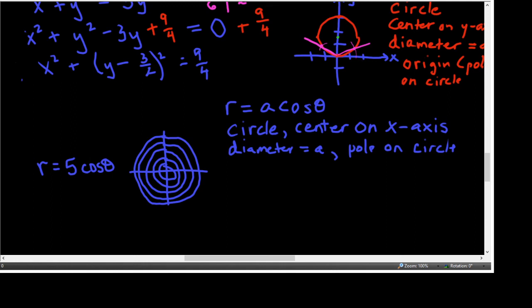All right, so since it's in this form, r equals a cosine theta, I definitely know it's a circle. One of the points is the pole. And since it's cosine, I know that the center is on the x-axis. So I'm going to go a distance from the pole of 5. 1, 2, 3, 4, 5. That's the diameter of the circle. So that point I just graphed is also a point on this circle we're drawing.